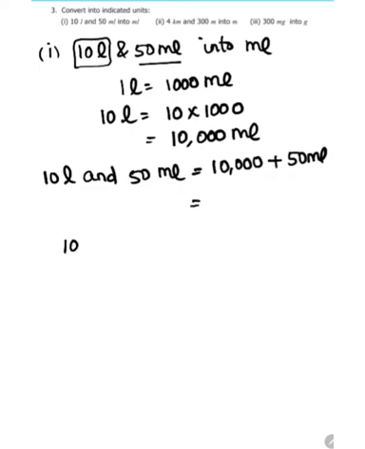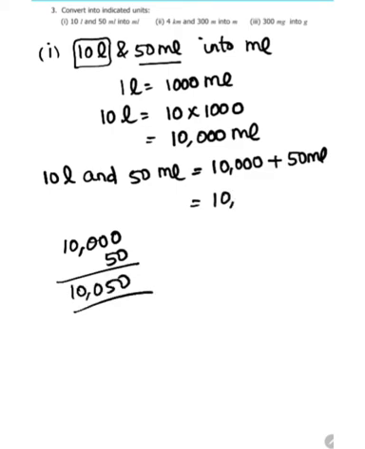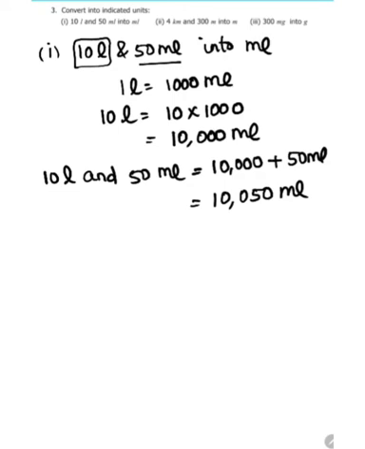So what is 10,000 plus 50? 10,050 milliliter. So this is the answer. So you have to convert this 1 liter as 1000 milliliter, so 10 liter is 10,000 milliliter. So 10,000 plus 50 is 10,050 milliliter.